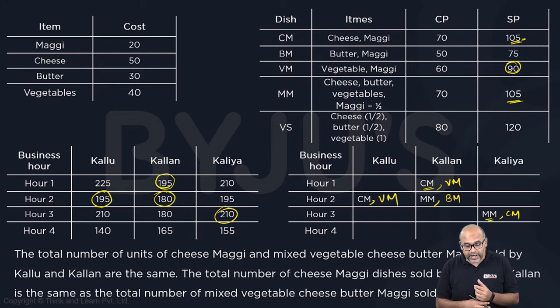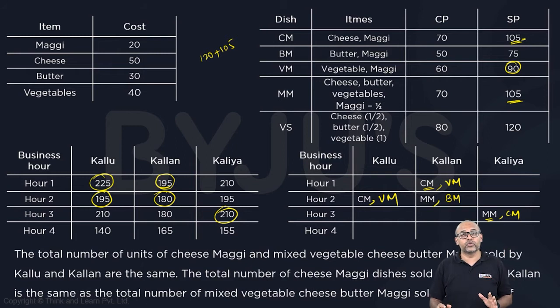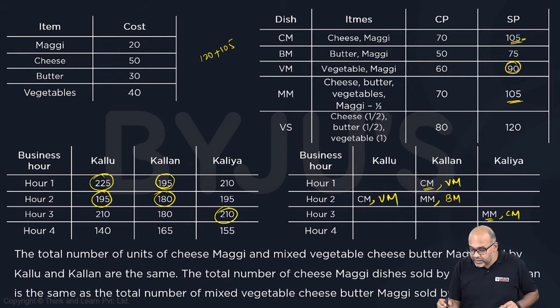Now let's start looking at the other things which are not given to us. So 225. What total can give me 225? 225 can be a total of only two things. 120 plus 105. This is the only way in which you can get 225. Now, 120 is very obvious. This is VS. But what is 105? There are two 105s. There is a cheese Maggi and there is another one. But remember, Kallu is not selling cheese Maggi. Kallu is not selling cheese Maggi.